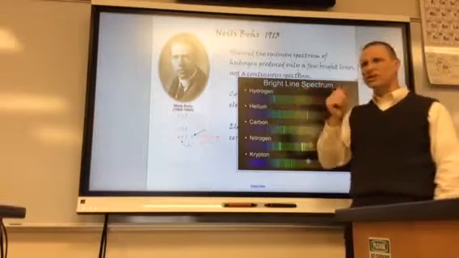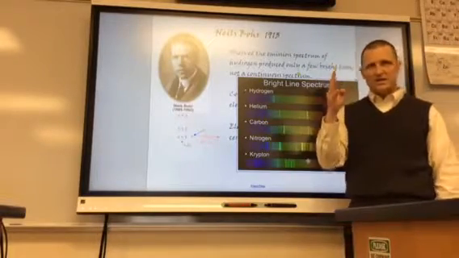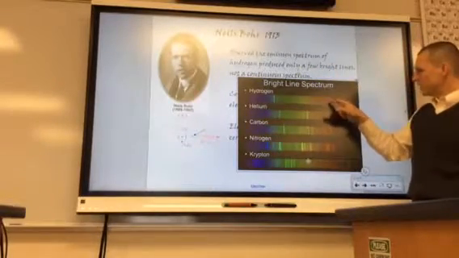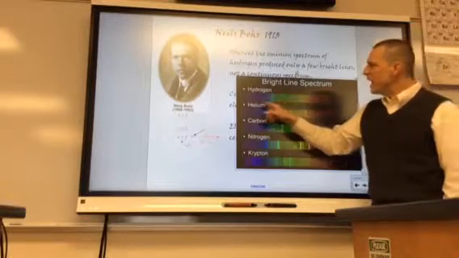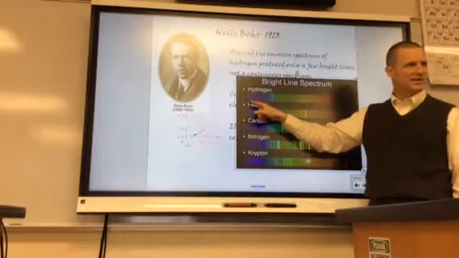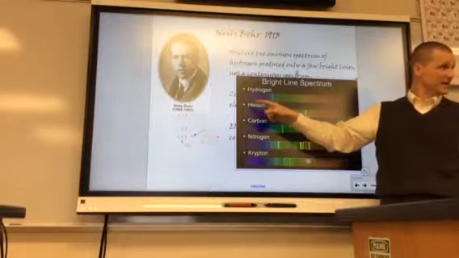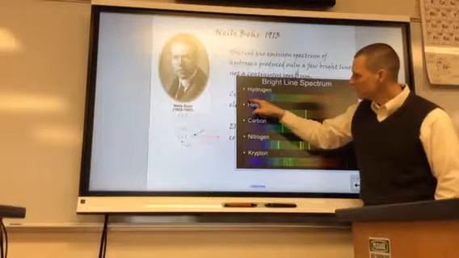So when Niels Bohr looked at hydrogen when he was heating it up, he would have seen 4 lines. There's a line there in the red. There's a teal line. There's a purple line. And then there's one more. I don't know if you can see it. I'm kind of pointing at it. Do you see it? Hard to see. It's a deep purple color. Right there.